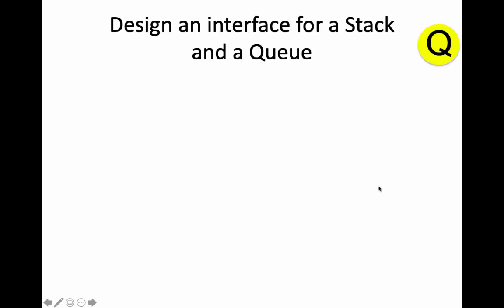Okay, we've talked about interfaces, so what I want you to do now is to try and design an interface for both a stack and a queue. And remember, an interface is just a list of methods that if something implements that interface, it has to provide those methods. And that gives us a common way of interacting with it, and a class can implement multiple interfaces. Okay, so pause here and design the interface for a stack and a queue.